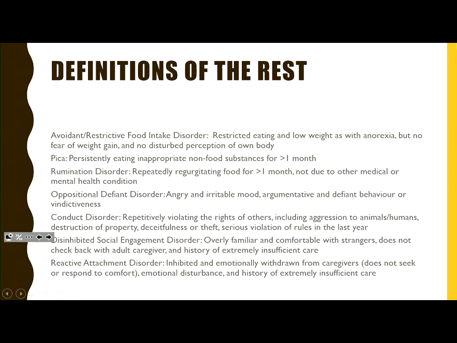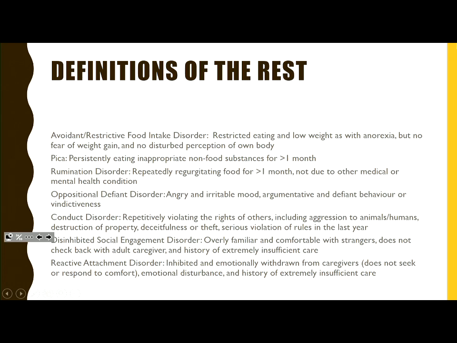Pica is the one you learn about with iron deficiency, where they eat inappropriate foods, like sand or dirt or ice, for greater than a month. Rumination disorder is where they repetitively regurgitate food for over a month, and there's not really any clear cause. It's commonly seen in children with an intellectual disability. They don't really know why it happens, but they just keep regurgitating their food.